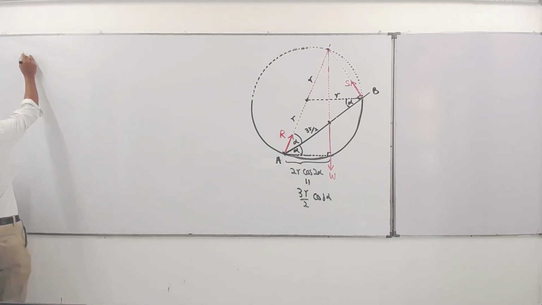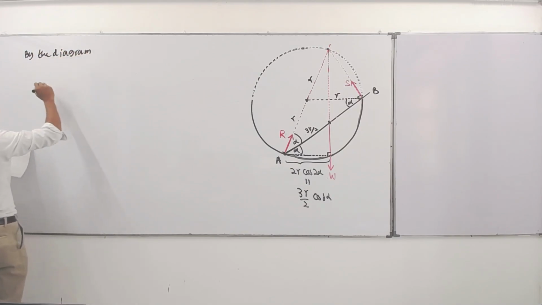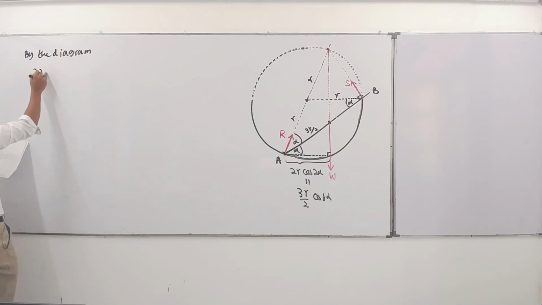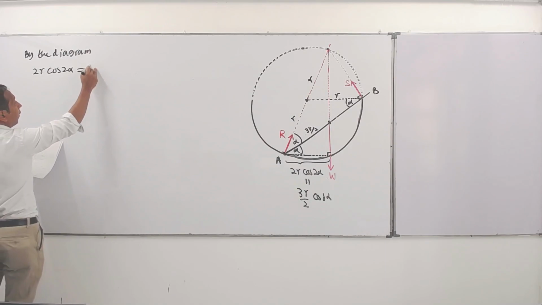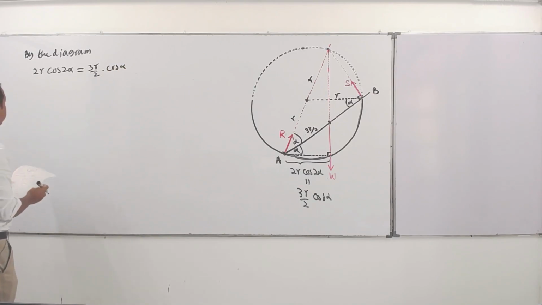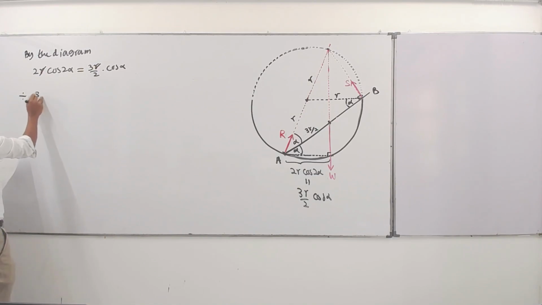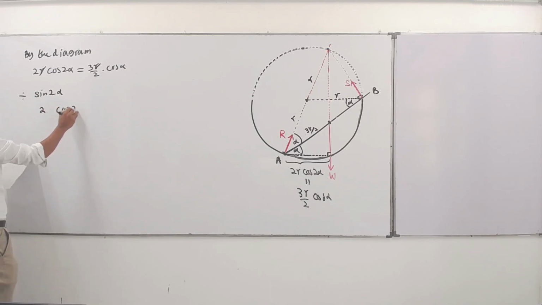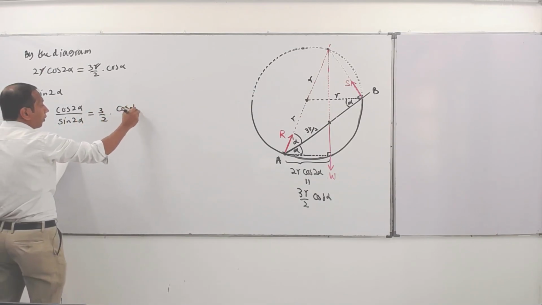By the diagram, we get 2r cos 2 alpha is equal to r and r down. We will divide both sides by sin 2 alpha. Then we get 2 cos 2 alpha divided by sin 2 alpha equals 3 by 2 cos alpha.